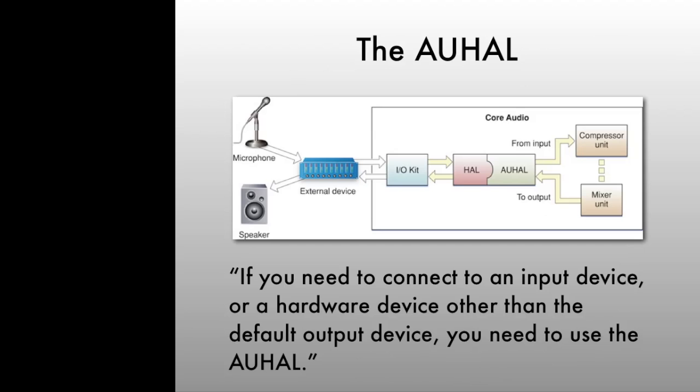Like I mentioned before, the audio unit hardware abstraction layer can take external devices and then, through the I/O Kit, the layer that sits above the actual hardware itself, it can convert the data into a format that you can use in your own audio units. And then you can convert data that you've created into a format that can be sent out to external devices, whether you're sending it out to a speaker or to a keyboard.